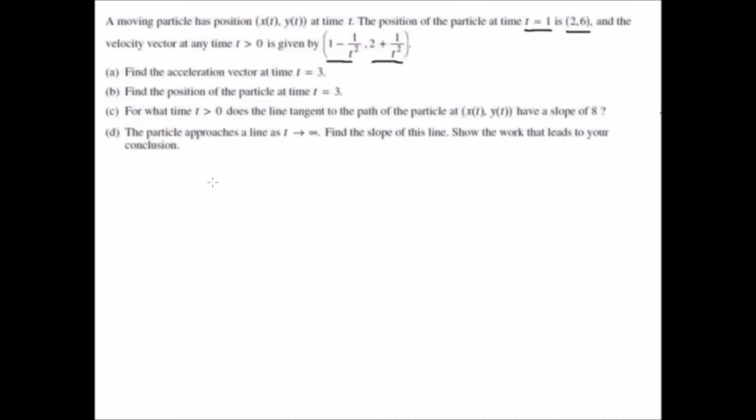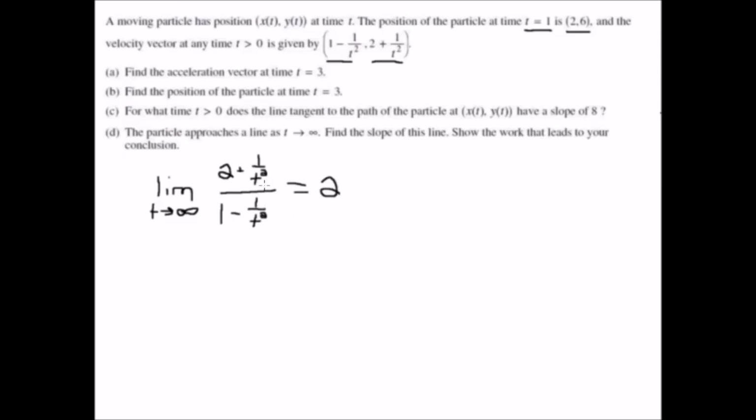On to the final and what is probably the easiest part of this entire assignment in terms of the actual work you have to do. We're going to be finding the slope of the line as t approaches infinity. So that's going to be the limit as t approaches infinity of our dy dx, because we're still looking for the magnitude of the velocity. So we'll have 2 plus 1 over t squared, all of that over 1 minus 1 over t squared. And that is equivalent to 2.